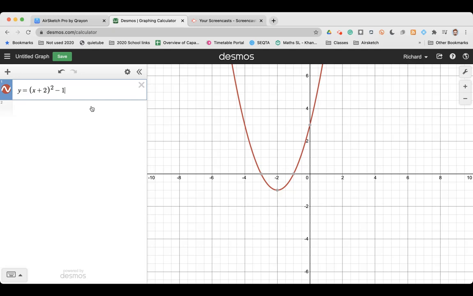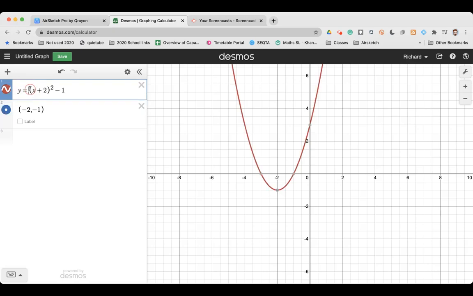So the turning point can be directly read from the equation by just considering the values here and reversing it. So x + 2 becomes -2 and -1 stays as it is. And so the turning point of this function ends up being (-2, -1), which I can write as a point here so you can see it. It's that blue dot, and that's the turning point. And that's why it's called turning point form.